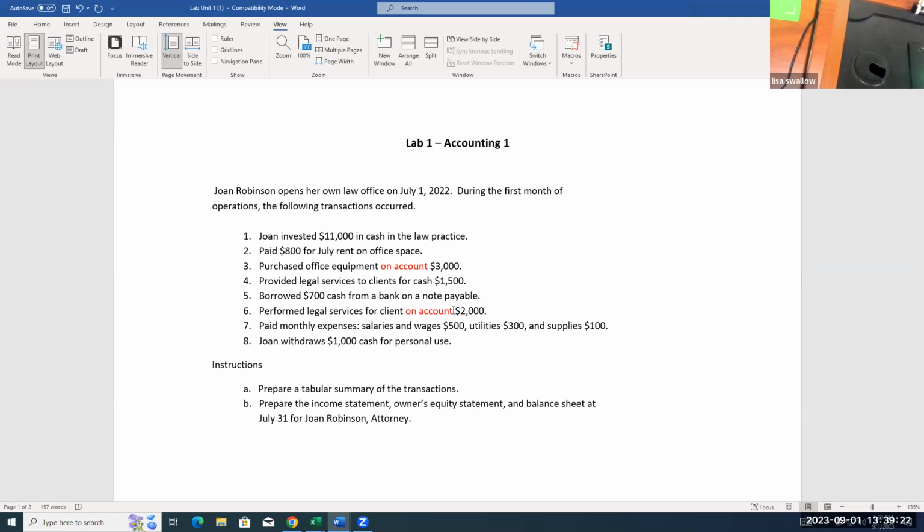Way to help your neighbor. Yes, it is in fact. And I'm going to just call that AR, accounts receivable. My AR went up. And what else was impacted?